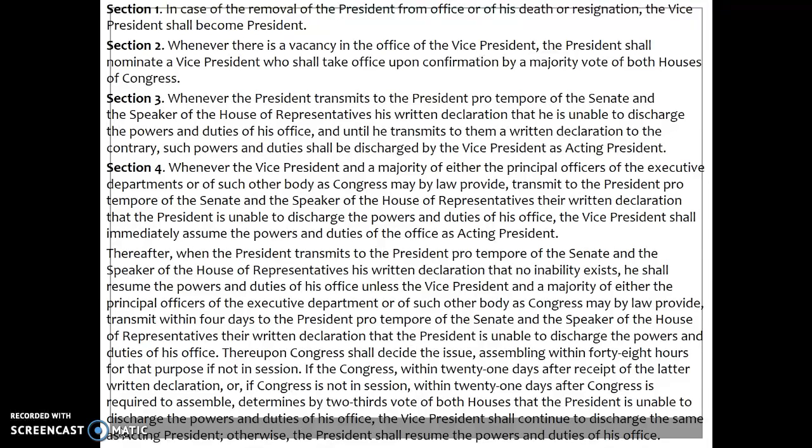It would go to the president pro tempore, the most senior member of the Senate, and then it would go to the Speaker of the House. And then it would start going to different members of the cabinet. The last cabinet position on the list would be the Department of Homeland Security, simply because it's the newest.